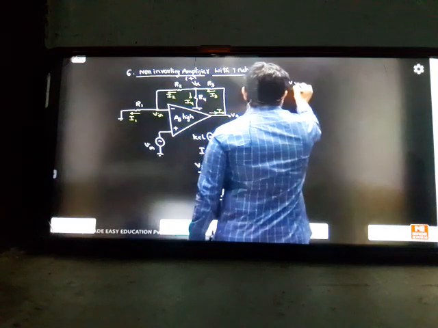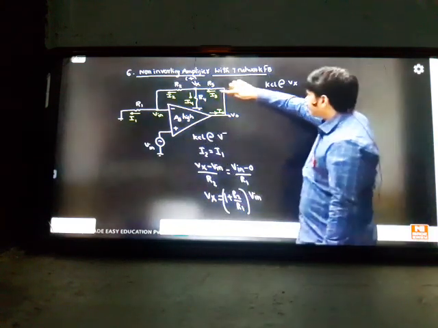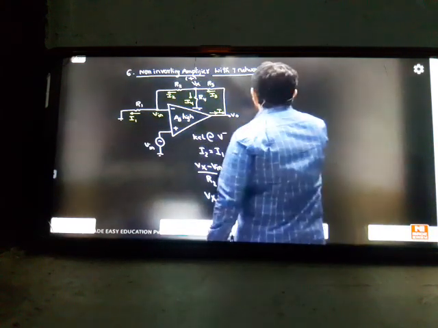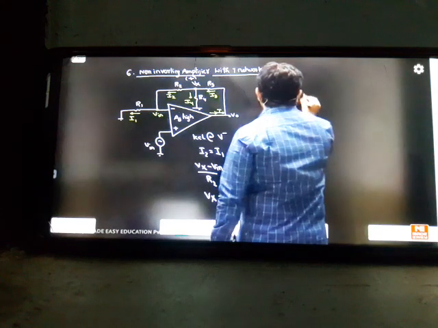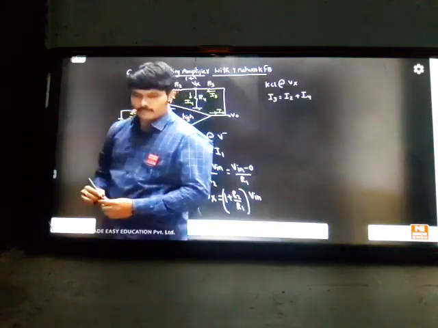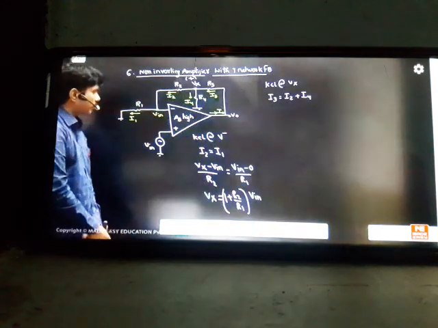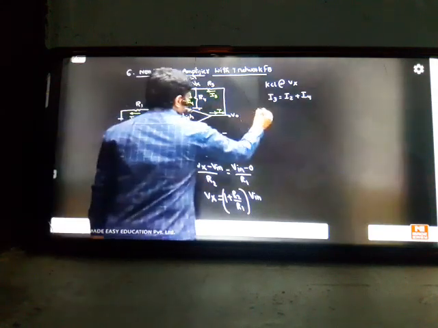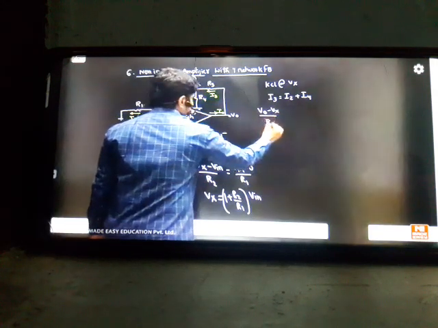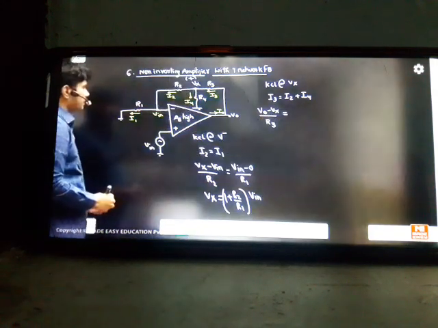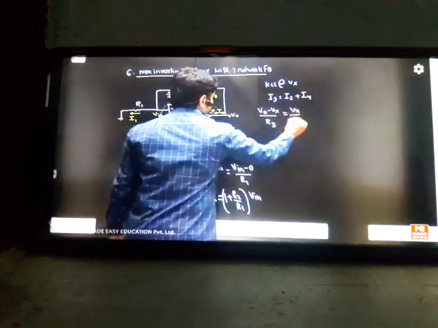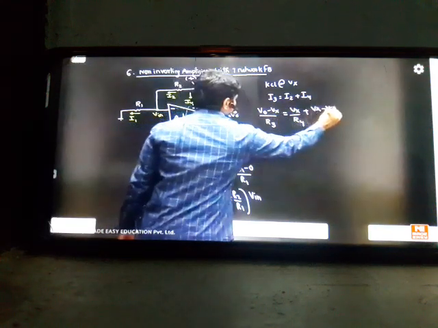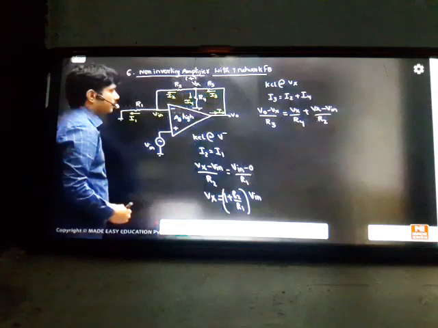KCL at the Vx point. If you apply KCL at Vx, this current is entering, these two currents are leaving. So I3 you can write as I2 plus I4. Just complete the task and see how much the expression comes to. Only two KCLs will finish the problem. So I3 is nothing but V0 minus Vx divided by R3, which is equal to Vx by R4 plus Vx minus VIN divided by R2. These are the currents I have written.